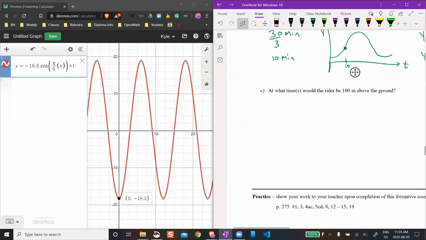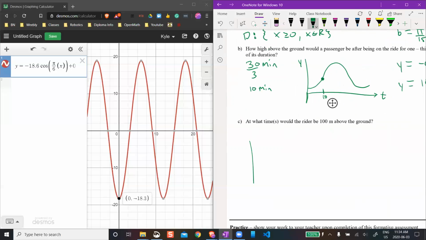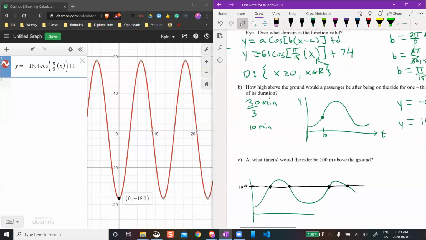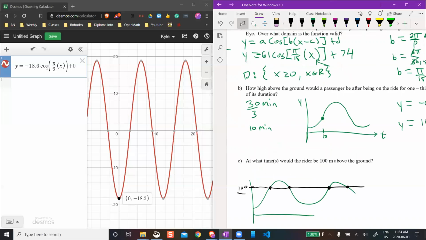Okay, and then lastly, at what time would the rider be 100 meters above the ground? So again, if I sketch this quickly, it starts here and goes up and down. At what time would it be 100 meters above the ground? That's saying, if 100 meters is right here and I drew a line across there, when is this happening? Where is it crossing? So what I'm going to do is graph my function, and I'm also going to graph y2 as 100. So go back to my calculator here.